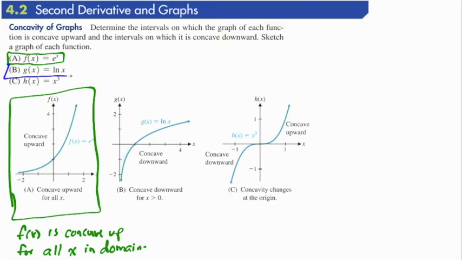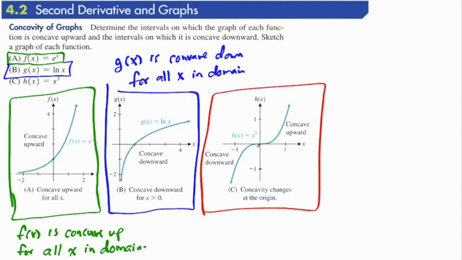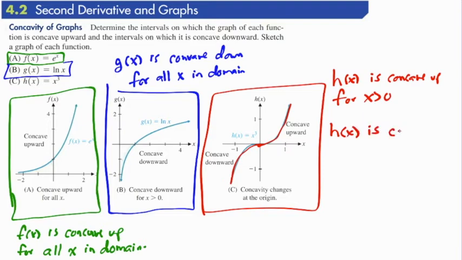And then next comes natural log of x, and we see that in this graph, g of x is concave down for all x in the domain. And for this last graph, we see that from the origin, it is concave down to the left, but concave up to the right. So h of x is concave up for x greater than 0. H of x is concave down for x less than 0.